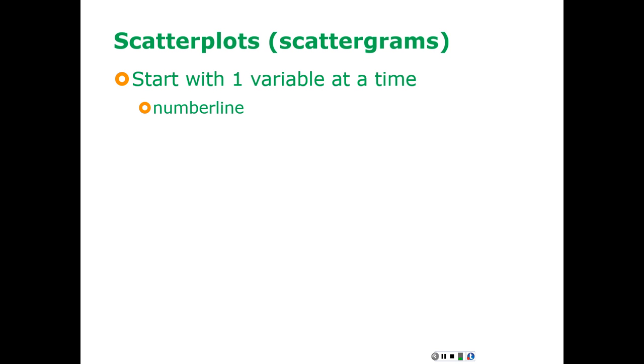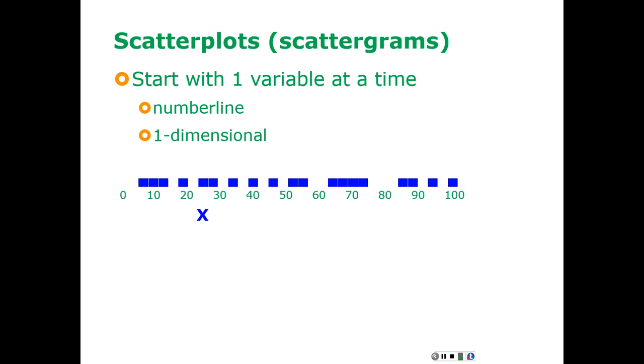Usually, you start with a number line that includes all the possible values you're interested in. And a number line by its nature is one-dimensional. So let's say the variable x is represented here. Each of those blue dots is, say, a score on an exam that a student got. And there's the little blue line that's the mean.